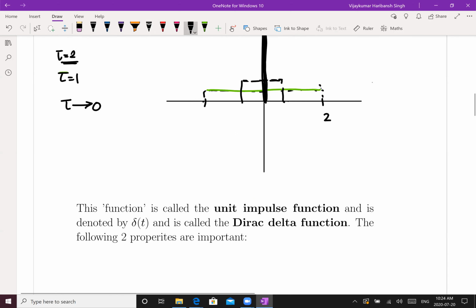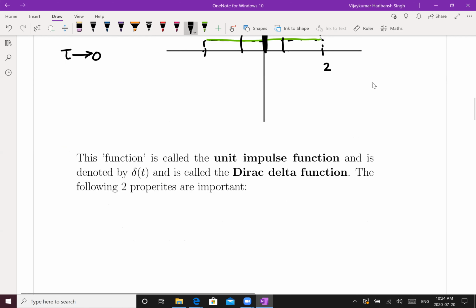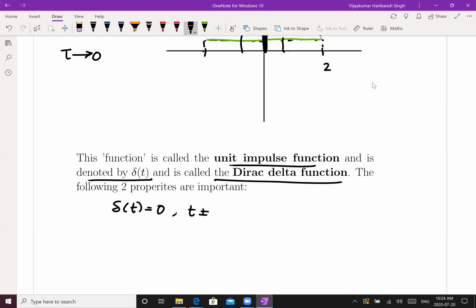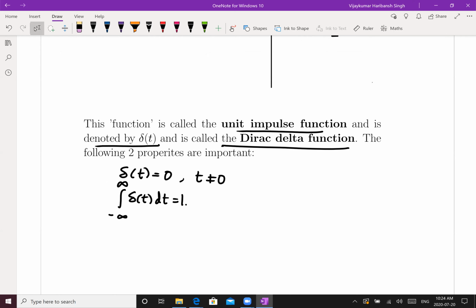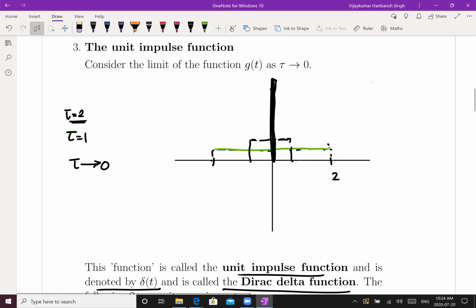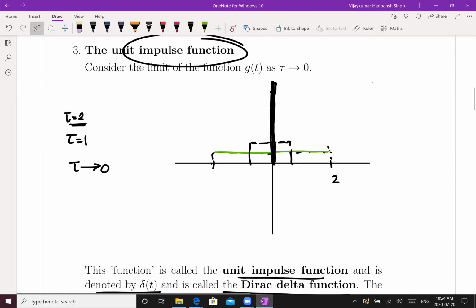In fact, this function is called the unit impulse function and is denoted by delta t, also called the Dirac delta function. Two things are important about this function: delta t equals 0 if t is not 0, and the integral from minus infinity to infinity of delta t dt equals 1. Really, there is no such function which satisfies this. In fact, the unit impulse function is not a function in the usual sense.